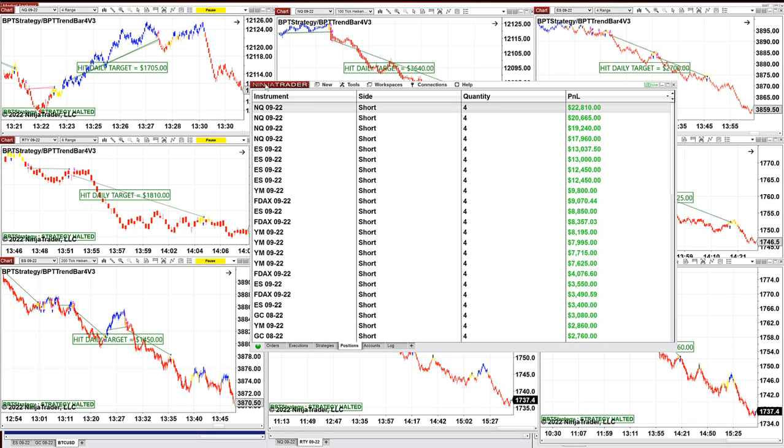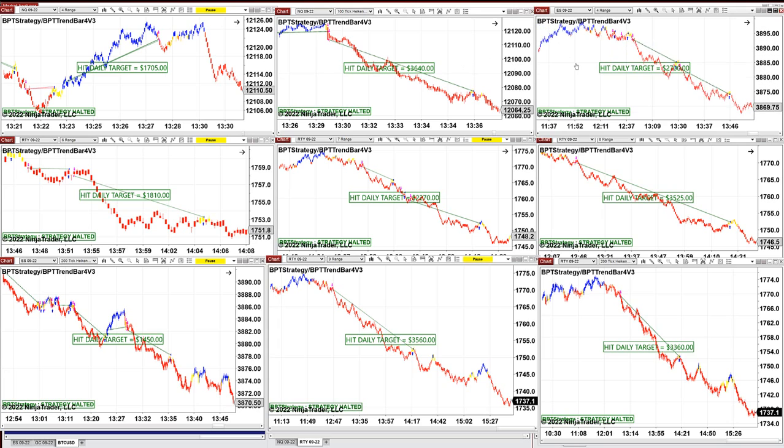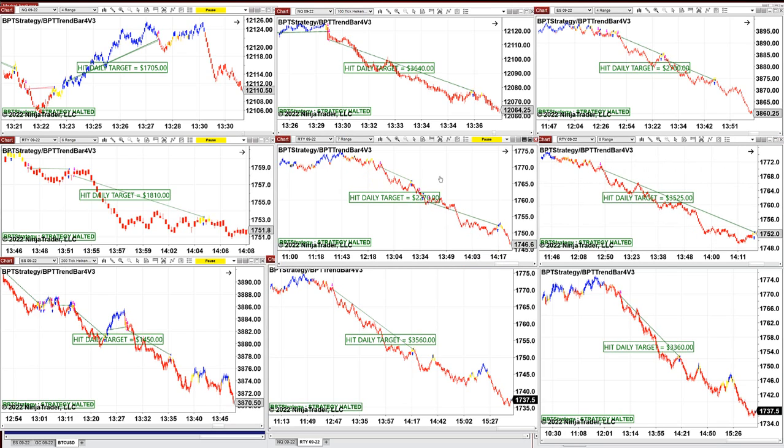So this is how things work. And then we have the NASDAQ 4 range, 1,700. NASDAQ 100 take, beautiful trade, 3,640. 2,700 on the ES 4 range, Russell 8 range, 3,525.